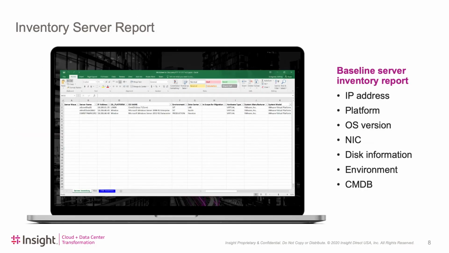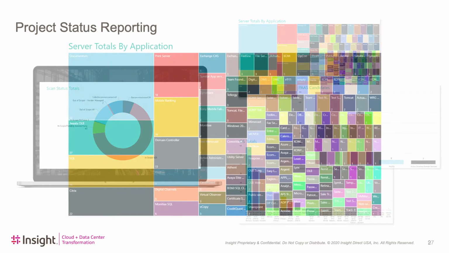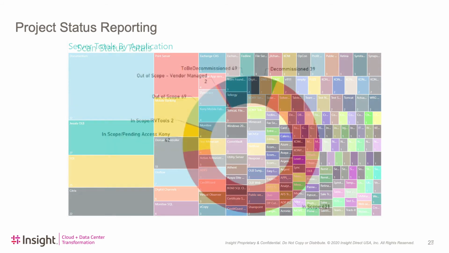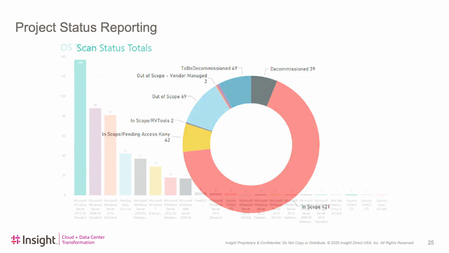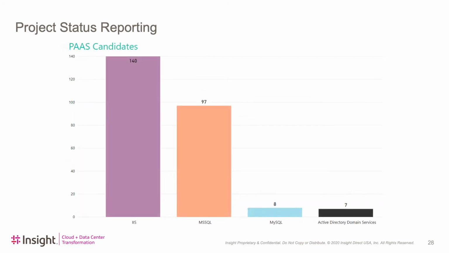Our baseline server inventory report lists the IP address, platform, OS version, NIC, disk information, the environment, and the CMDB for each server in your environment. In many cases, organizations don't have complete insight into how many servers make up their infrastructure and how many servers are consuming resources. The project status report provides a visual display of servers by application, quantities of in-scope and decommissioned servers, totals broken down by OS, and candidates for cloud if that information is needed.